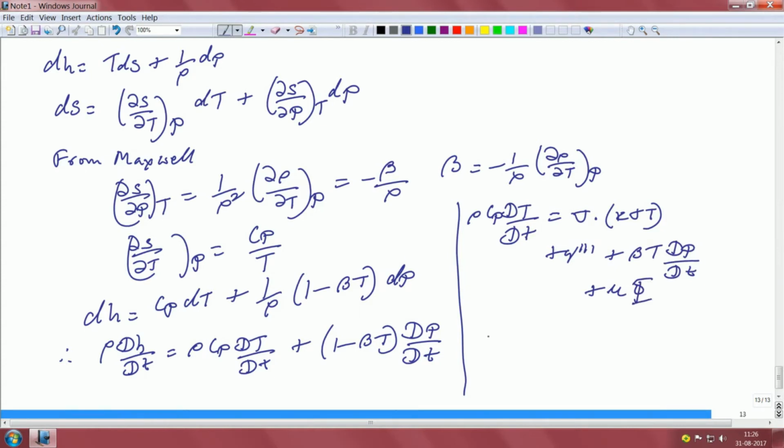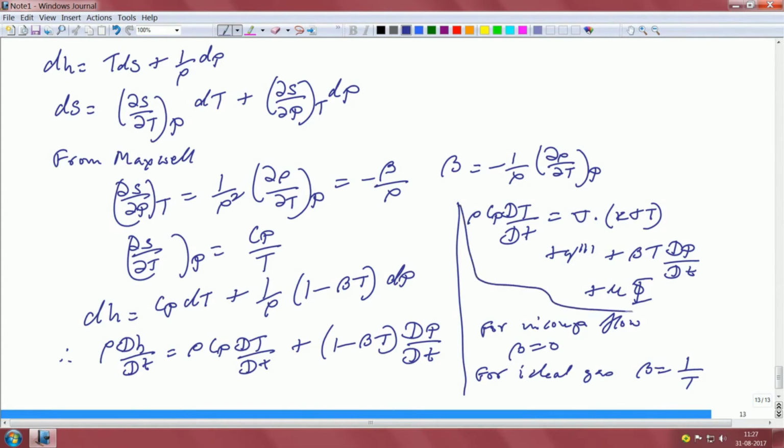Now for incompressible flow, beta is equal to 0. For ideal gas, however, beta is equal to 1 over T. So for incompressible flow, whenever we say that beta equal to 0, that is because density is not changing, so naturally beta will be equal to 0. The moment that happens, this entire problem becomes highly tractable. If beta is equal to 0, this term will drop out.